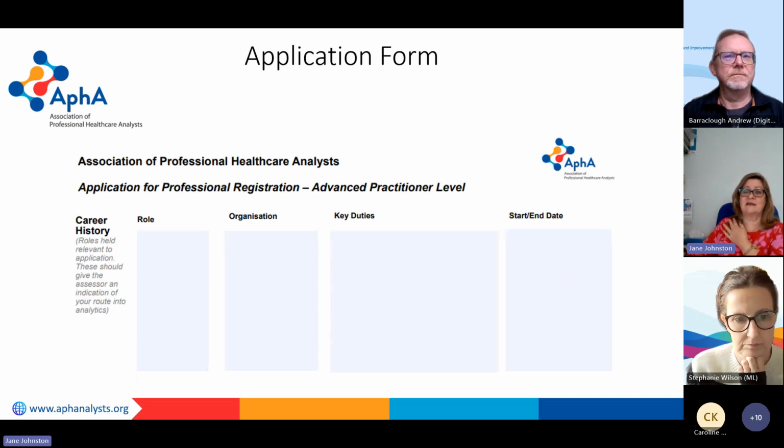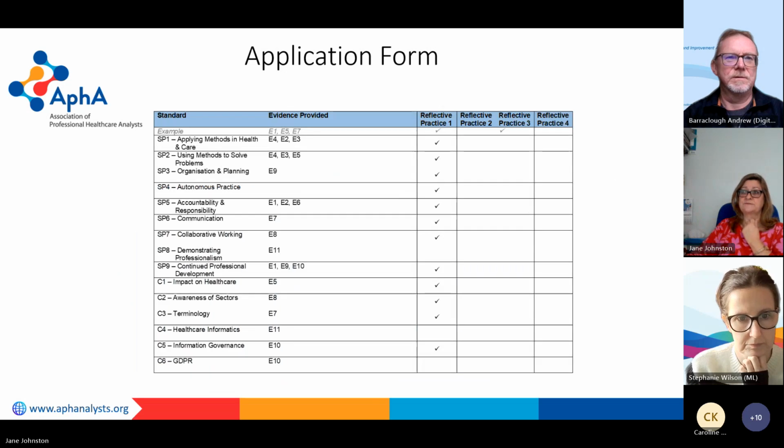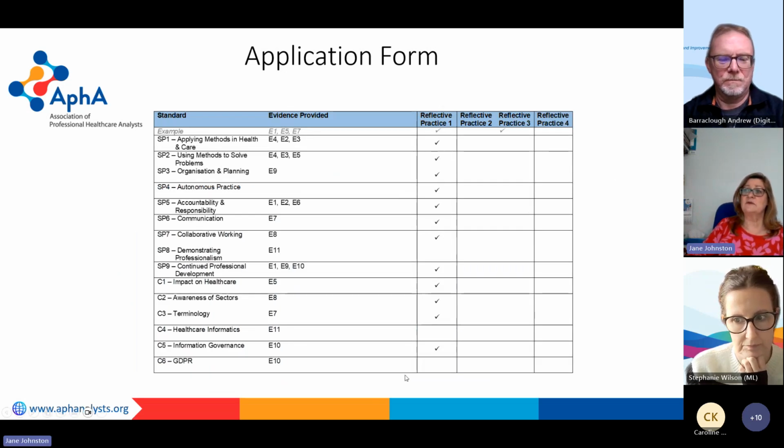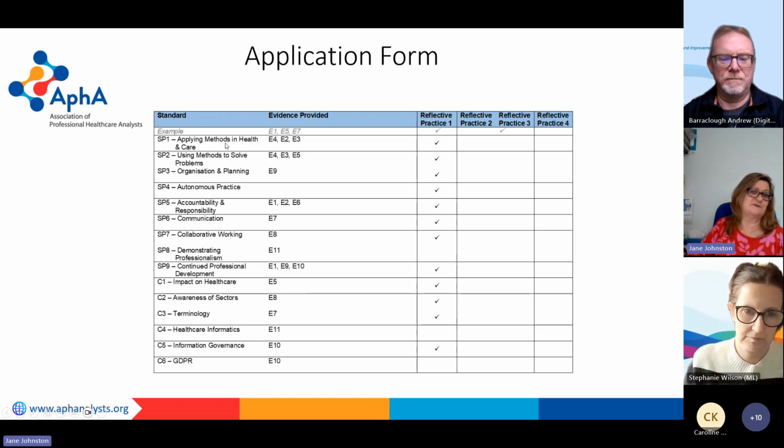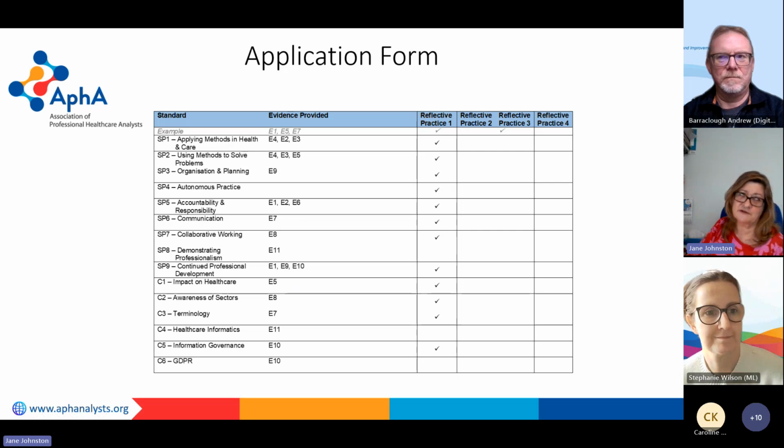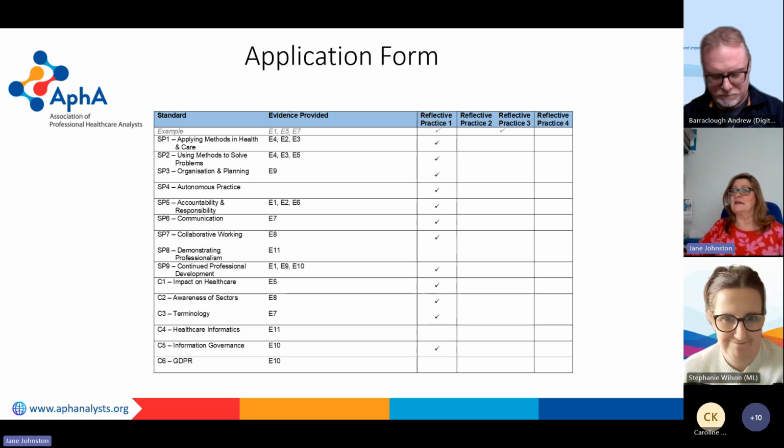Career history, again, one line. What's your role? What was the organisation? A couple, 2, 3 bullets, because we don't want pages and pages and pages. We'll get an idea of you when we go through the registration. There's a matrix here to help you, so you can see what the different standards are. So applying methods in health and care, this is what would have been useful for me to have printed out and had in front of me when I was looking at that reflective practice.